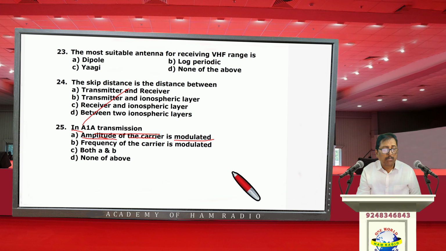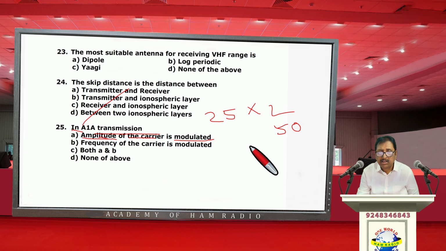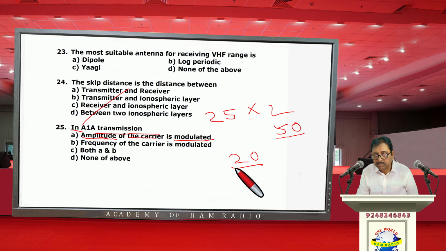So all the 25 questions are completed. Those who write all the 25 questions will easily pass in a restricted grade examination: 25 into 2, 50 marks. 40% of 50 will be 20 marks. 20 marks is the pass percent. To get the 20 marks, one has to be able to write 10 bits correct. So 10 into 2, 20. So that is very, very easy.